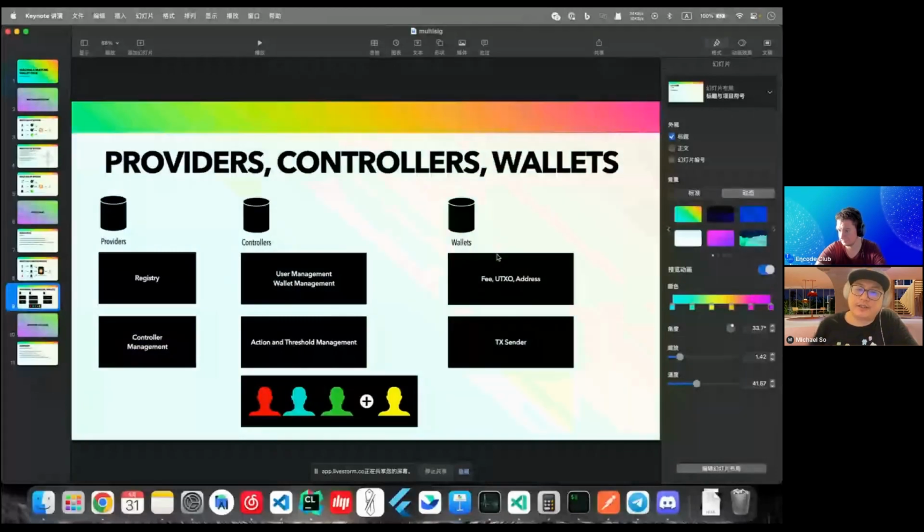And the last part is the TS sender, the transaction sender. The transaction sender will be using the threshold signing ECDSA to get the address and use the Bitcoin API to get the fee and get the UTXO, and send out the transaction and broadcast it to the mainnet. Okay, I just described the provider and controller and wallet. So let me show you the code.